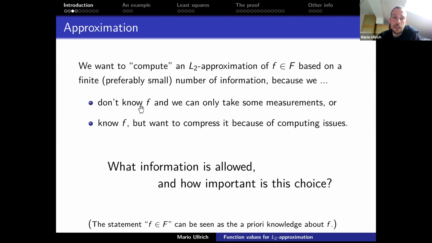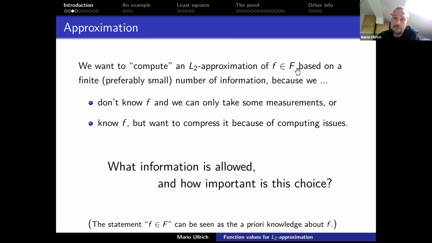The most important are probably, first, we don't know f and we can just take some measurements, take real-world situations in physics or whatever. And the second point is we know f completely. Think of an image that you stored on your computer, and we want to compress it because of some computing issues, right? So those are the two major tasks that you want to do in numerics. And for both, this is a very important question: what information is allowed for these processes? What is the information of f I can use, right? And in addition, how important is this choice?